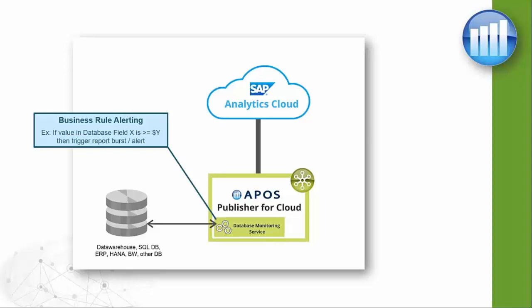But wouldn't it be nice if I can burst out the content as soon as that particular value goes over a certain threshold? So in this example here, we're looking at a value in the database field X. And let's just say X is total sales or sales percentage. So if X is greater or equal to Y, then trigger the report burst or alert and send that out to the relevant users with the content that you wish to send them.